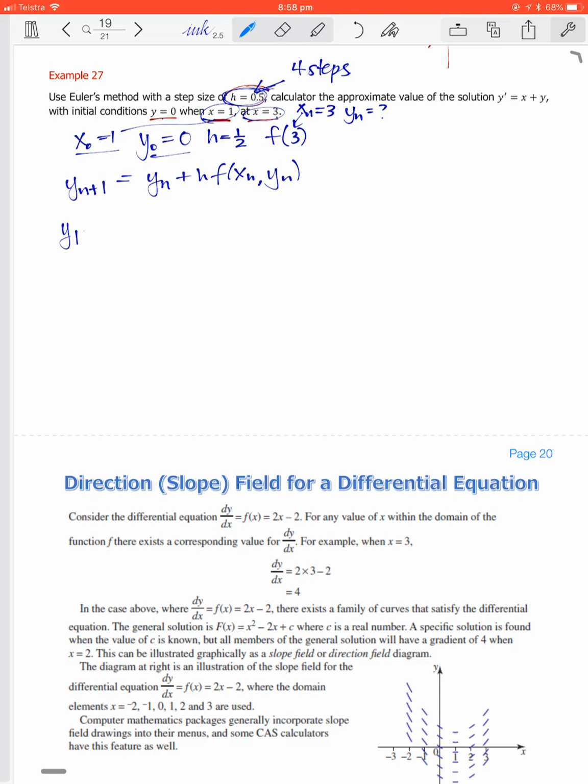So we say y1 is yn, which is y0, which is 0, plus h, which is a half, times f of xn, yn, and in this case it's x plus y. So I say x, which is 1, plus y, which is 0, that's 1, so it's going to give me a half. So y1 is equal to a half. x1 is my previous x value, which is 1, plus a half, which is 3 on 2.